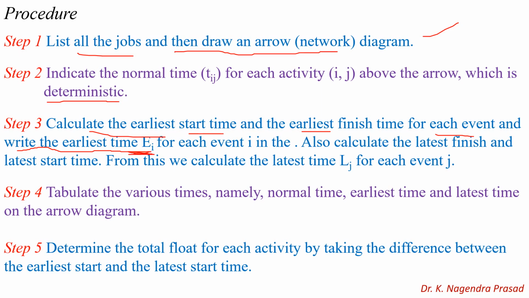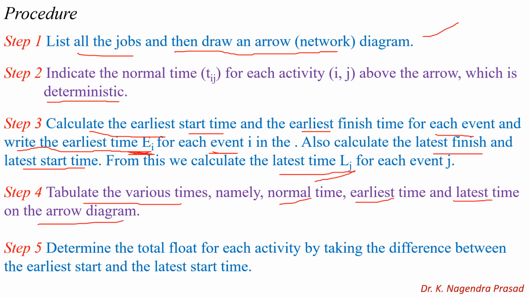Here we determine the earliest start time as well as the earliest finishing time for all the activities by using the forward pass computation, indicating the EI for all the events. We also have to calculate the latest finish time and latest start time by the backward pass computation method, writing the latest time, that is the LJ, for each event. Next, step 4 is to tabulate the various activities with the normal time, earliest time and latest time on the arrow diagram.